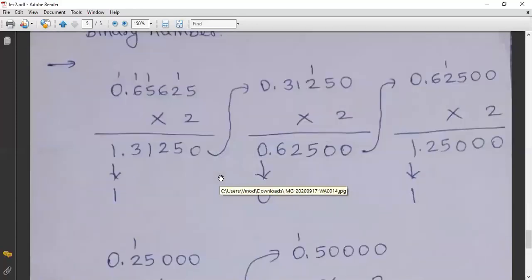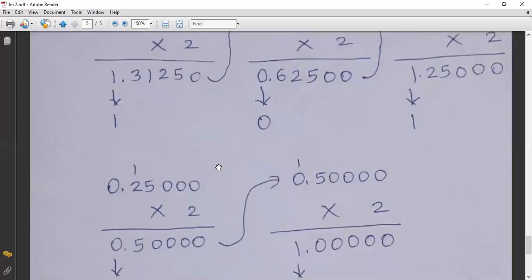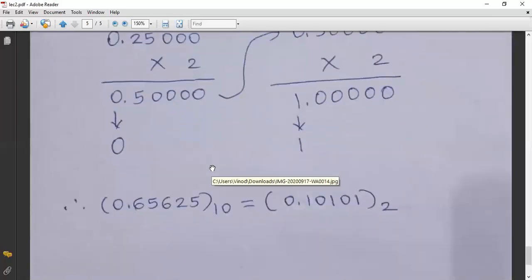So this is all for today. In the next video, we are going to learn 2 more types of number systems, that is the octal number system and the hexadecimal number system. I hope today you have understood everything.